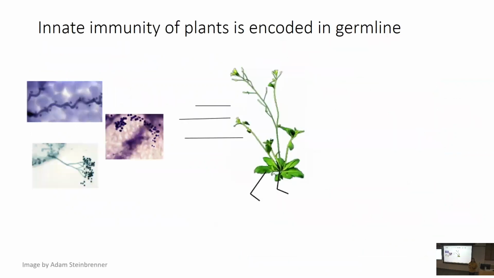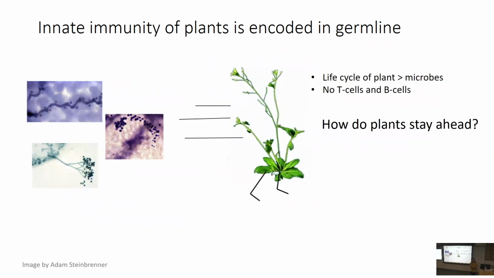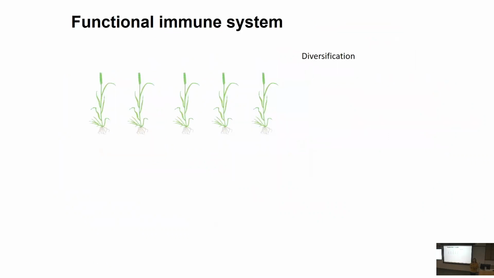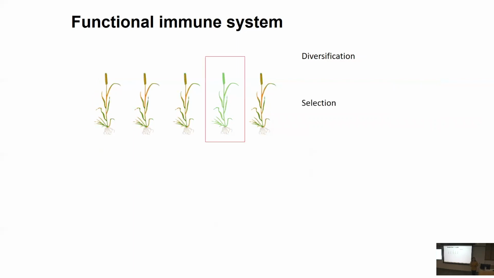And what about the plants? So the plant's life cycle is much longer than microbes'. They don't have specialized immune cells. So how do they stay ahead, and how do they engage in that battle? And we think about the immune system from the perspective that the most important part in this is the generation of diversity, which upon pathogen infection provides enough material to select beneficial variants and then amplify them.